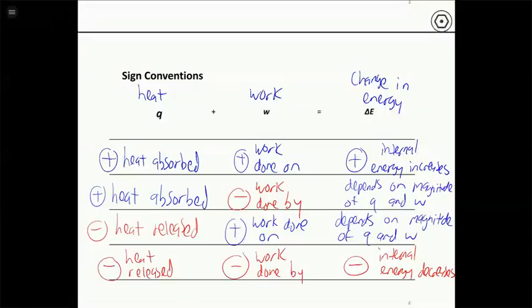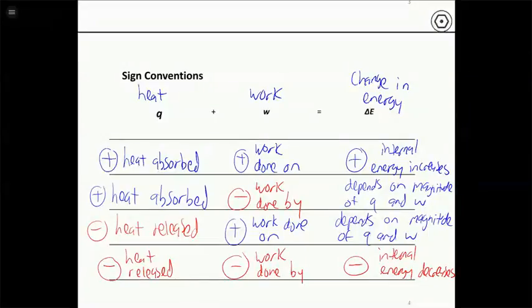A positive delta E means that the system is gaining energy, it's increasing its internal energy. A negative delta E means it's losing energy, or that its internal energy is going down. And then depending on the combinations of Q and W, you can have both positive and negative delta E's. Okay, so that's the first thing to think about.